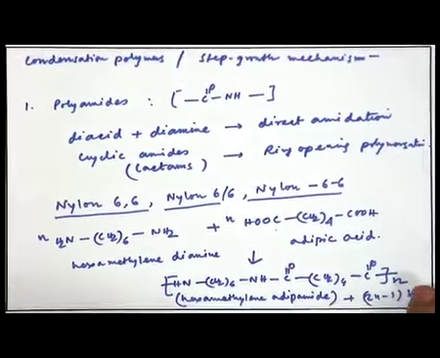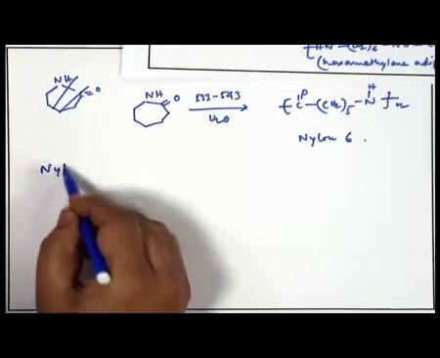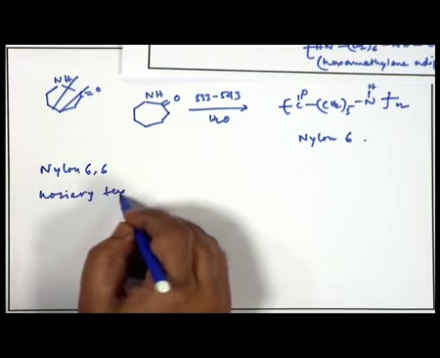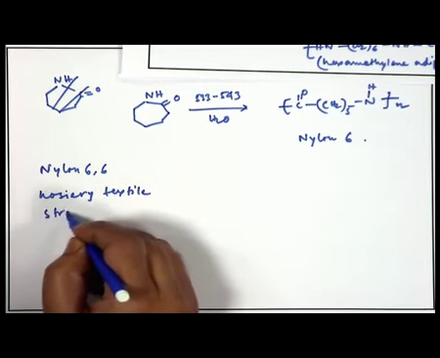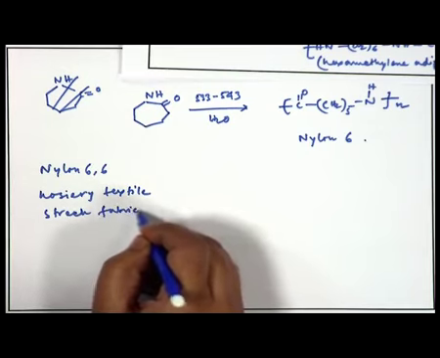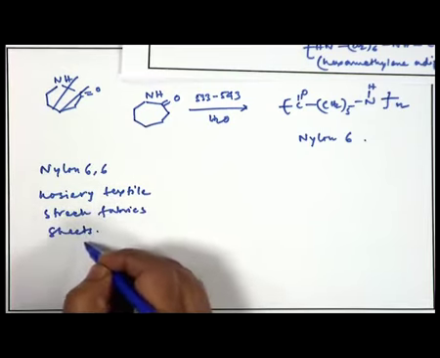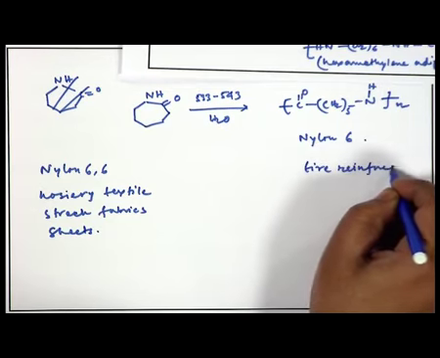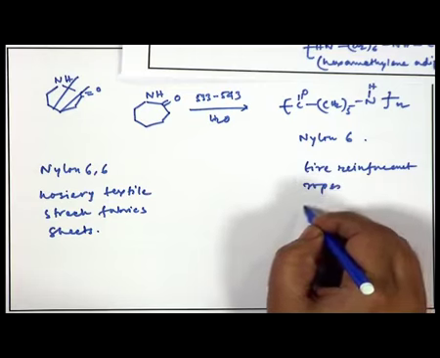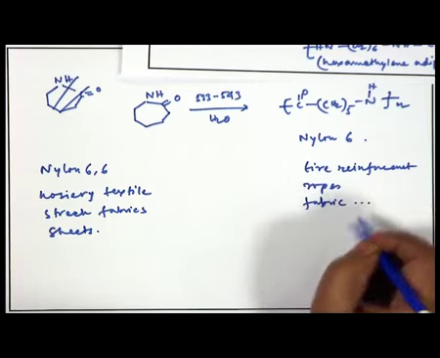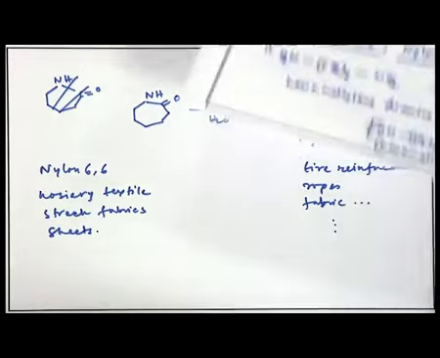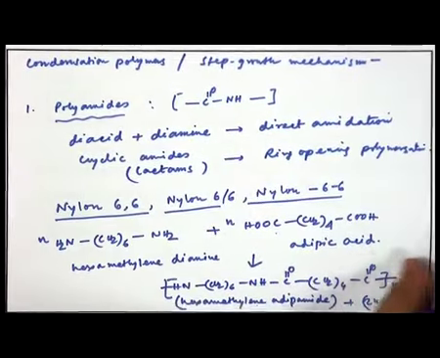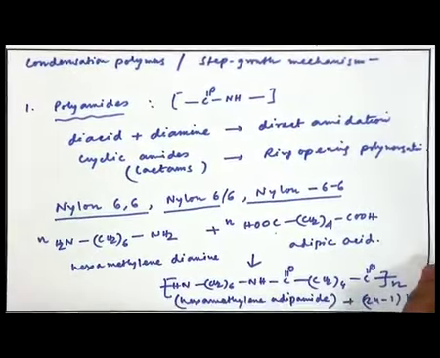The uses of nylons: in many cases nylon 6,6 is used in hosiery, textiles, stretch fabrics, sheets, etc. and nylon 6 would be used in tire reinforcement, ropes, fabric and so on. So, we talked about one example of condensation polymers, polyamides, and next class we will talk about the other condensation polymers like polyesters.